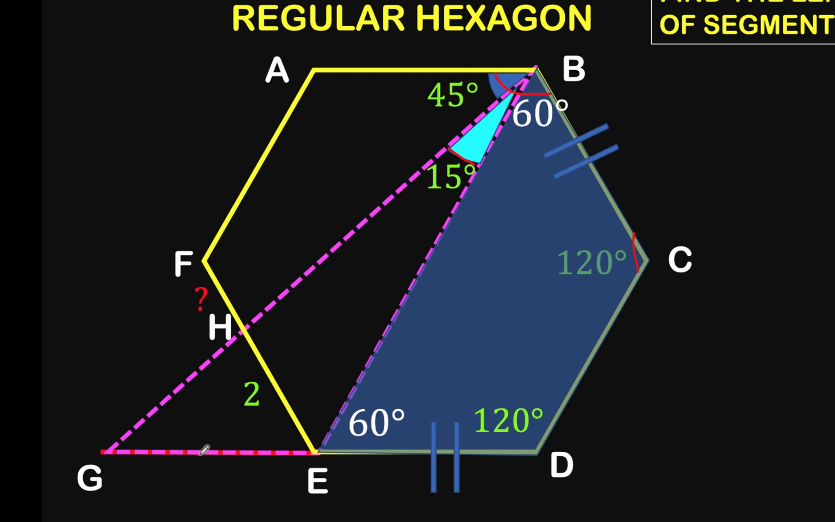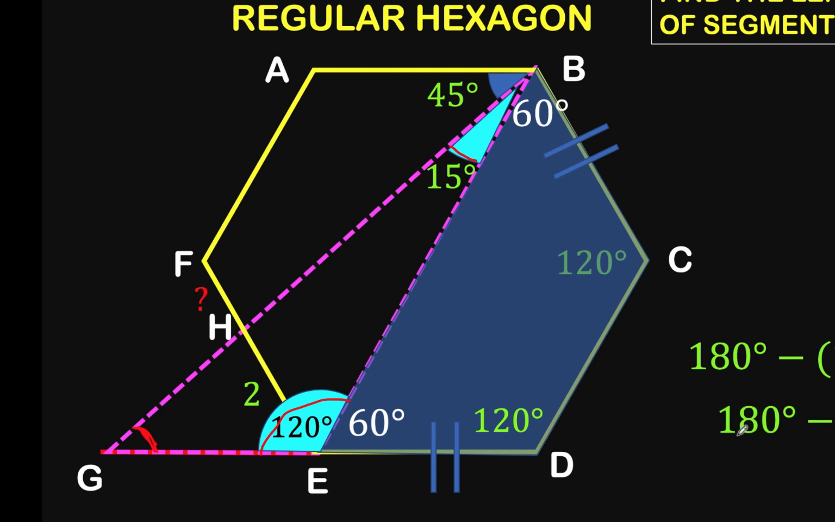Then, angle GEB and angle DEB form a linear pair. That means we can find the measure of angle GEB by subtracting 60 degrees from 180 degrees to arrive at 120 degrees. Then, we can find the measure of this angle by subtracting the sum of 15 and 120 degrees from 180 degrees to arrive at 45 degrees. So this angle here is 45 degrees.